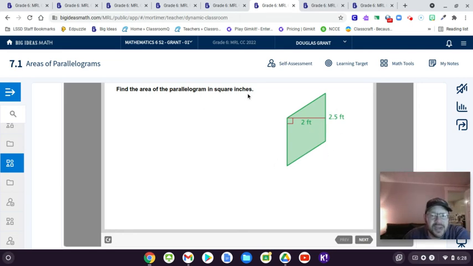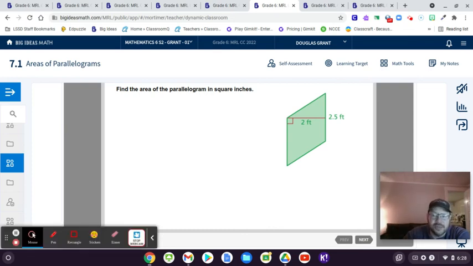Now it wants it in square inches. So the first thing you want to do is convert feet to inches. Don't multiply these and then convert, or it'll be wrong. All right, so how many inches is 2 feet? Hopefully if you didn't know that, you could look it up in the back of the notebooks we gave you because there's conversions in there. So every foot is 12 inches. So 2 feet is 24 inches.